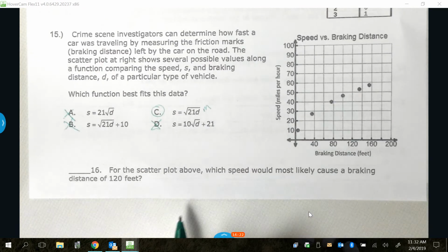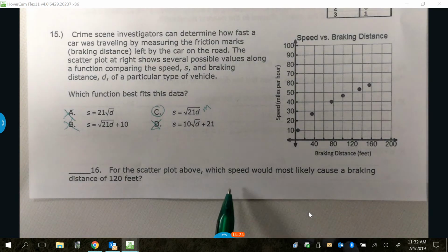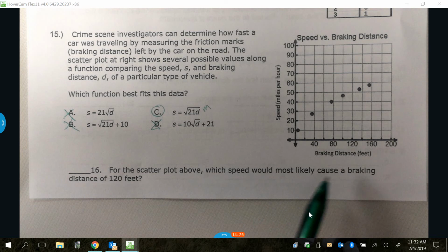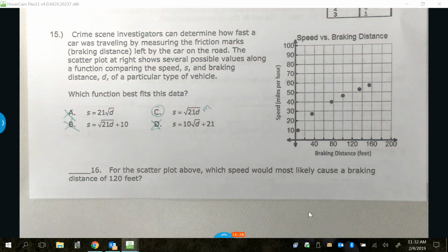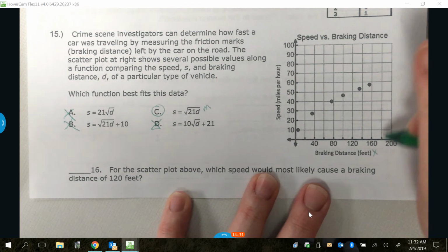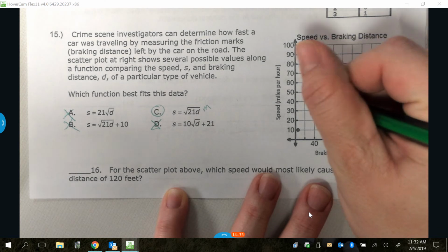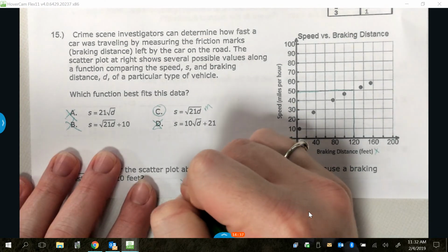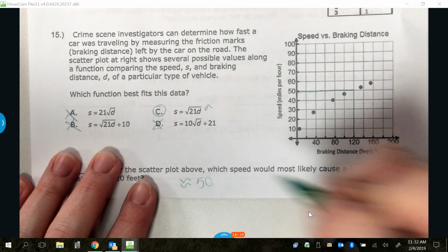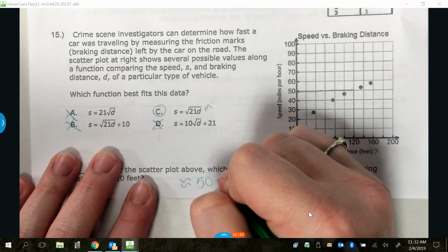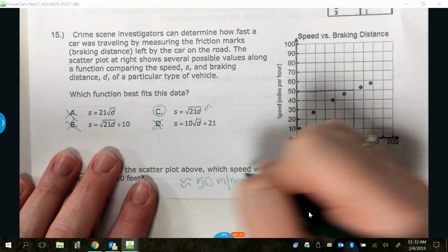Now you do have a test question like this one. For the scatter plot above, which speed would most likely cause a braking distance of 120 feet? This is your braking distance. So a braking distance at about 120, I would say would be approximately 50. Remember this equal sign means 50. So 50 miles per hour.